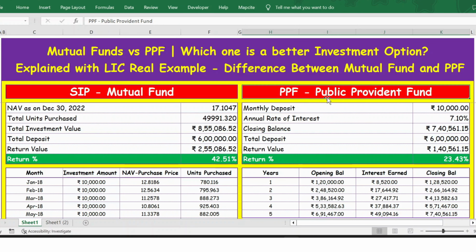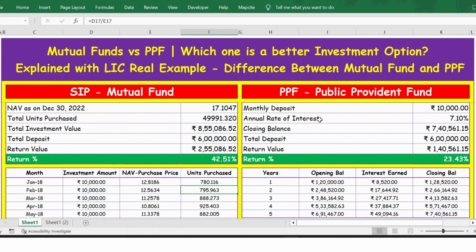This we have for PPF, the Public Provident Fund, and we have taken the investment again for 5 years, same period, same amount, and annual rate of interest we assume 7.10%. That's the latest annual return percentage, and we have calculated the return percentage. So let's understand this calculation in detail.